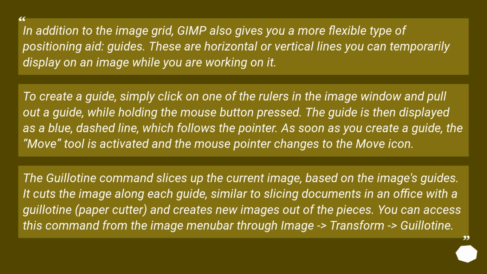To create a guide, simply click on one of the rulers in the image window and pull out a guide, while holding the mouse button pressed. The guide is then displayed as a blue, dashed line, which follows the pointer. As soon as you create a guide, the Move tool is activated and the mouse pointer changes to the Move icon. The guillotine command slices up the current image, based on the image's guides.